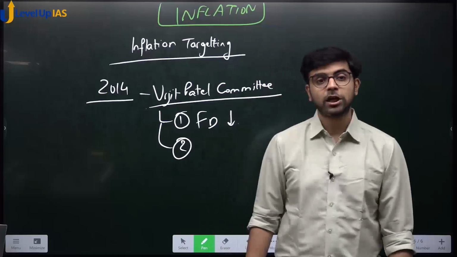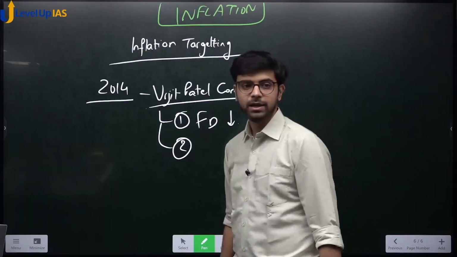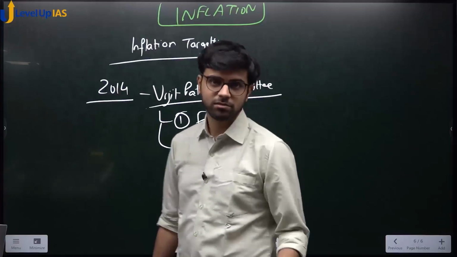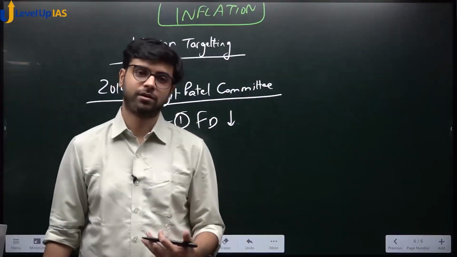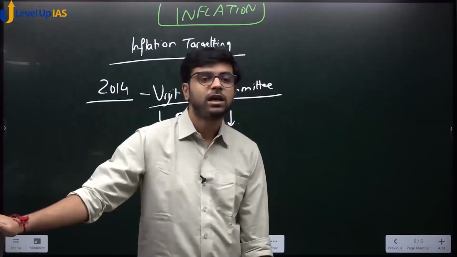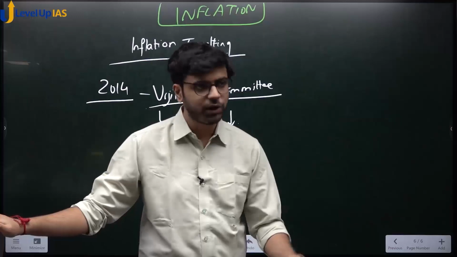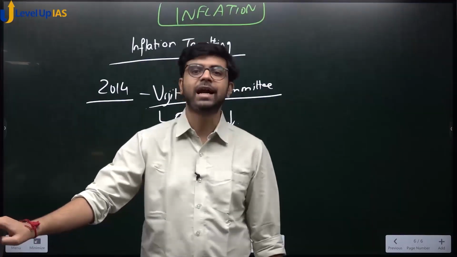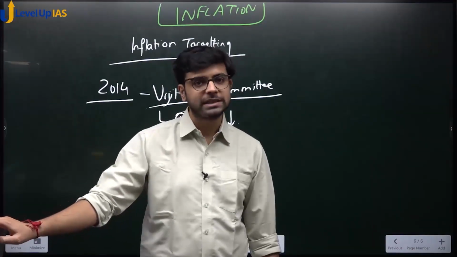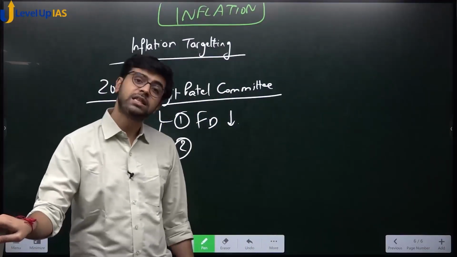See, one more important thing: before the Urjit Patel Committee, all of RBI's actions and decisions were taken by the governor, because he is the head of RBI. So how much should be the interest rate, how much should be the open market operations? Obviously the government was also in talks with him. It is not that he acted on a sole basis, but all the power was in the hands of the governor.